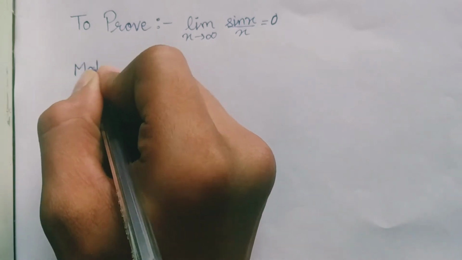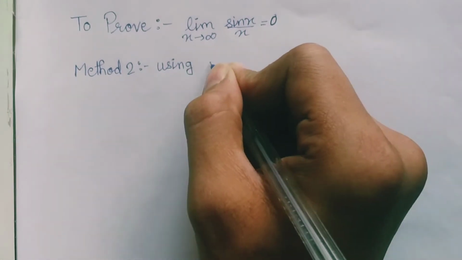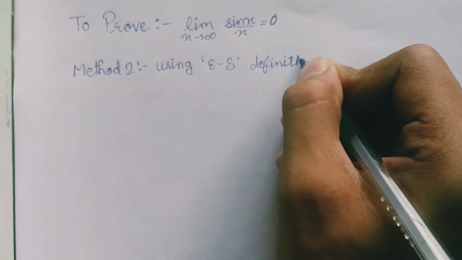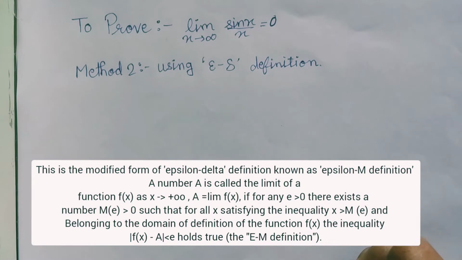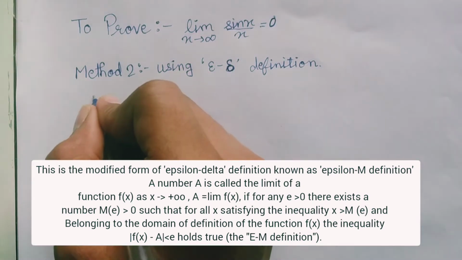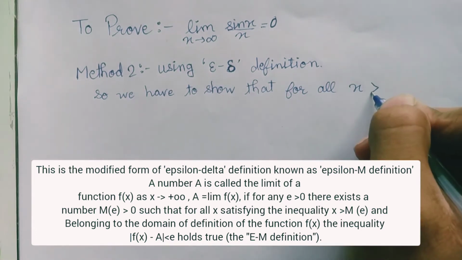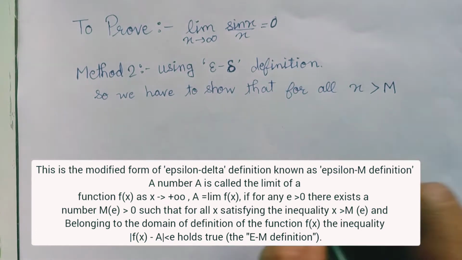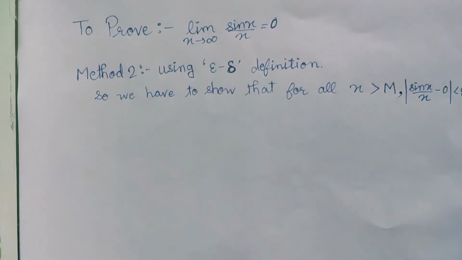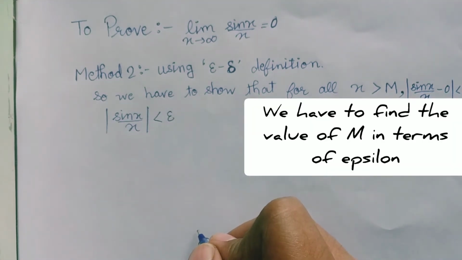In this method, we will use the epsilon delta definition. Here, since we are going to find the limit as x tends to infinity, there is a modified form known as the epsilon M definition. You can pause the video and recall what the epsilon M definition is. Using this definition, we have to prove that for all x greater than a number M, the function sin x by x minus 0 is always less than epsilon. That is the same as mod of sin x by x less than epsilon.